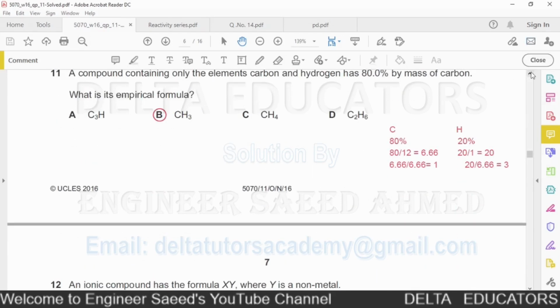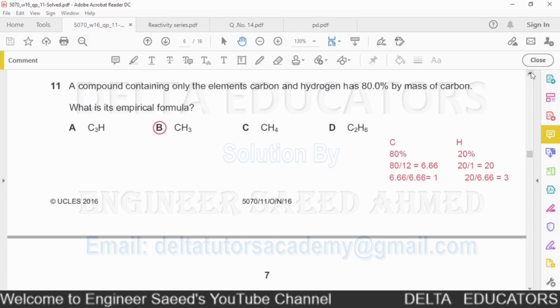Question number 11. A compound containing only the elements carbon and hydrogen has 80% by mass of carbon. What is its empirical formula? To calculate the empirical formula, the first step is to calculate the percentage by mass of all the elements present in the compound. Percentage by mass of carbon is given, it is 80%. So percentage by mass of hydrogen will be 100 minus 80, which is 20%. So percentage by mass of carbon is 80% and of hydrogen is 20% in the compound.